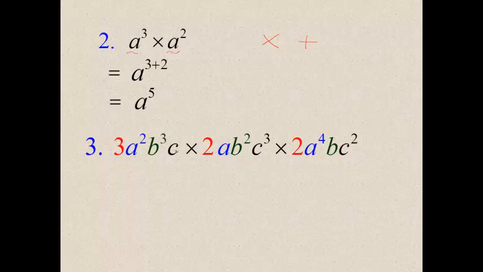3a squared b cubed c multiplied by this expression. Because it is a long question, I need to break up the question. I did it here with colors, but when you do it, try to break it up by using your pen to highlight the areas that you are looking at. Each one of these has a constant: 3, 2, 2. So straight away I can say this is equal to 3 times 2 times 2.